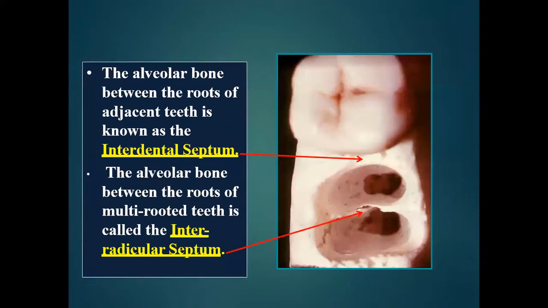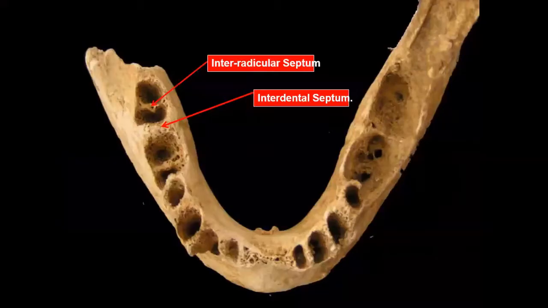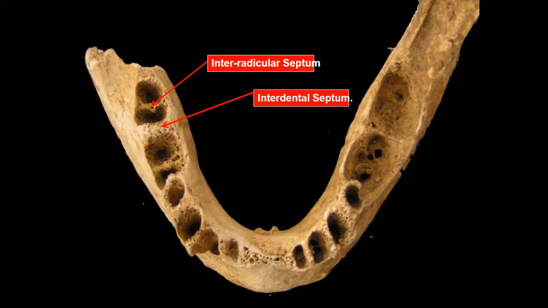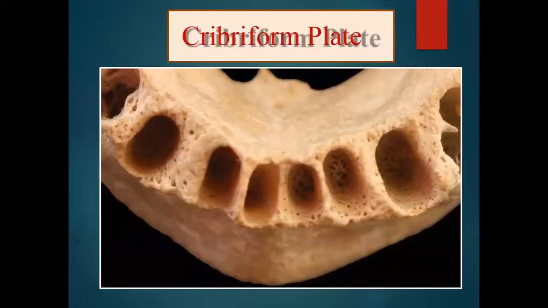When we zoom in, the alveolar bone between the roots of the adjacent teeth is called the interdental septum. We are going to see the parts of the alveolar bone. The alveolar bone between the roots of a multi-rooted tooth is called the interradicular septum. This total unit is called the cribriform plate, in which you can see the interradicular septum and the interdental septum. This is the cribriform plate.